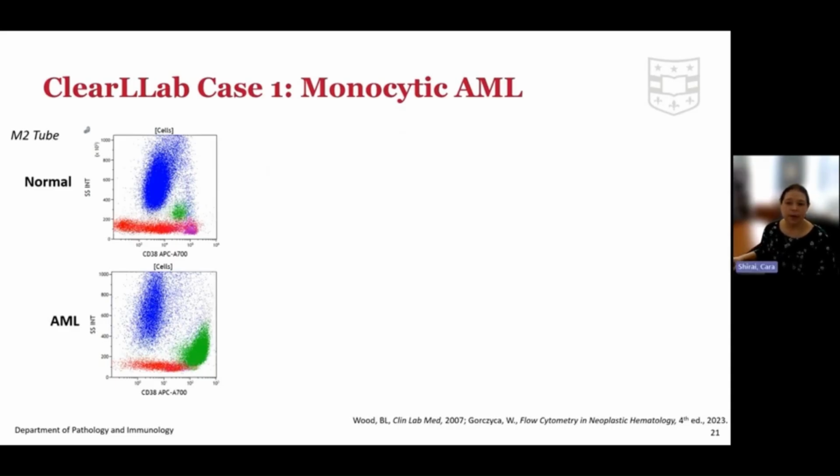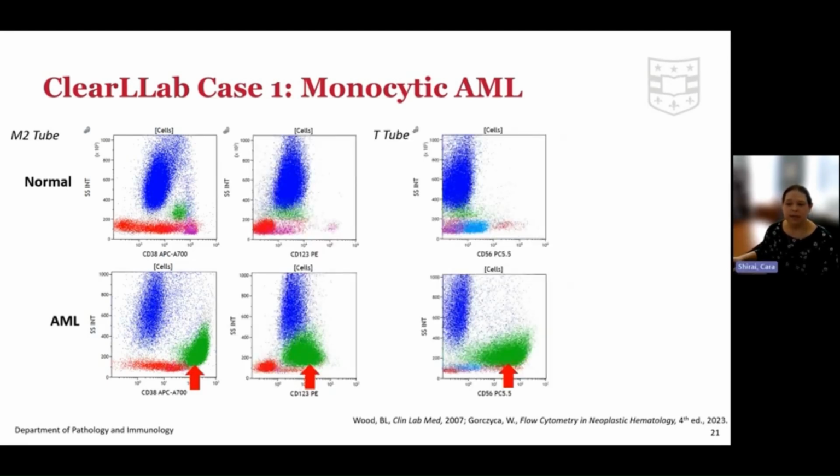Now, we are looking at graphs from the M2 tube analysis. For reference, top row of graphs is a normal patient flow cytometry with the M2 tube. Monocytes have moderate CD38 expression, but this patient's leukemia cells are expressing CD38 brighter. CD123 is often expressed in monocytic AML, as is CD56, which is shown here from the T-cell tube.